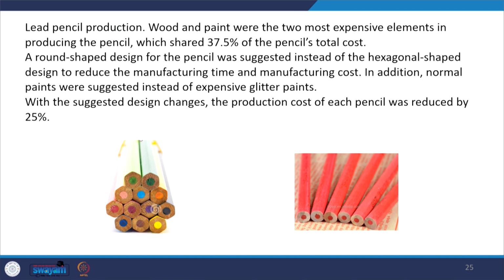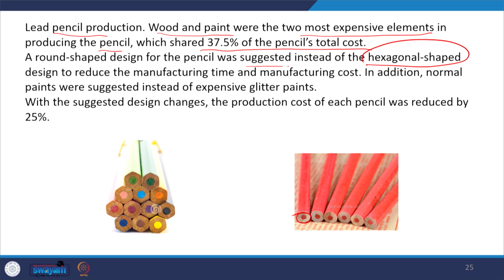Let us say this is a case of lead pencil production, right. So, a manufacturer of pencils finds that wood and paint were the two most expensive elements in producing the pencil, which shared 37.5% of the total cost. Okay. A round shaped design for the pencil was suggested instead of a hexagonal shaped. So, this is hexagonal shaped and multicolored, right. So, the colors were reduced to a few and they were made round shapes. Okay. So, by using normal paints and a particular structure, so no hexagon.